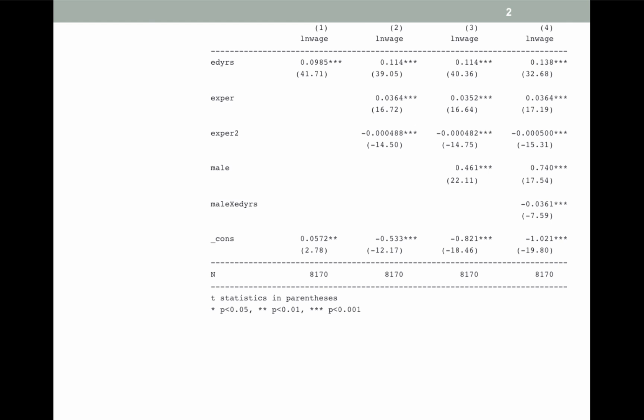Let's look more closely at the first column. As I said, this bivariate regression contains exactly one independent variable. That's years of education. The first step when interpreting a regression is to immediately recognize what the regression model is that's being estimated. In this case, it's log wage, a linear function: beta 0 plus beta 1 years of schooling plus an error term.